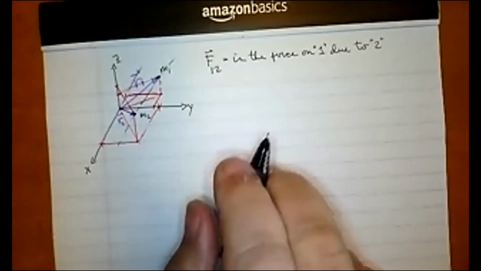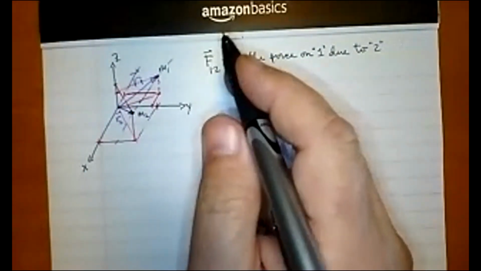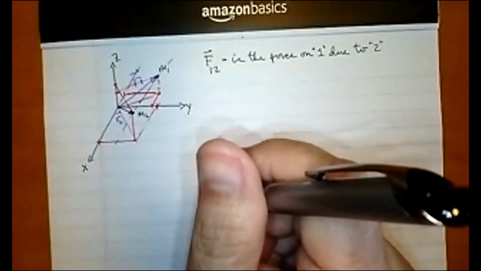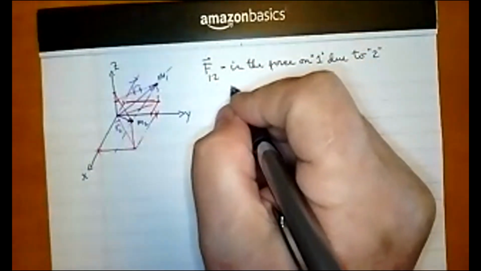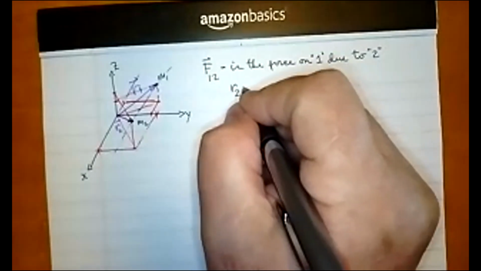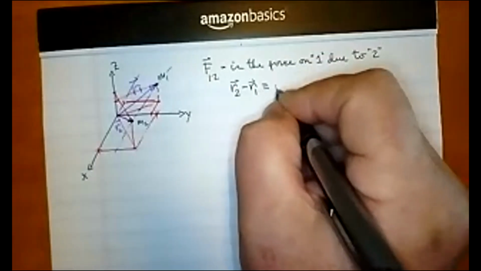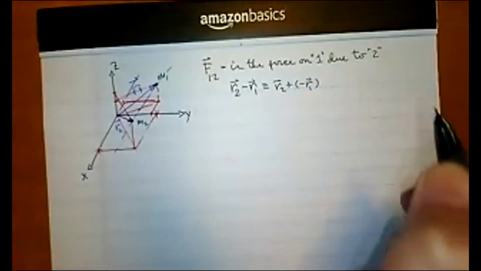Do y'all remember any vector that when you put the two vectors tail to tail, you connected the tips to get the new vector? Yeah, that was the subtraction. So let's look at this for a second. Let's say R2 minus R1. That's defined to be R2 plus the opposite of R1.